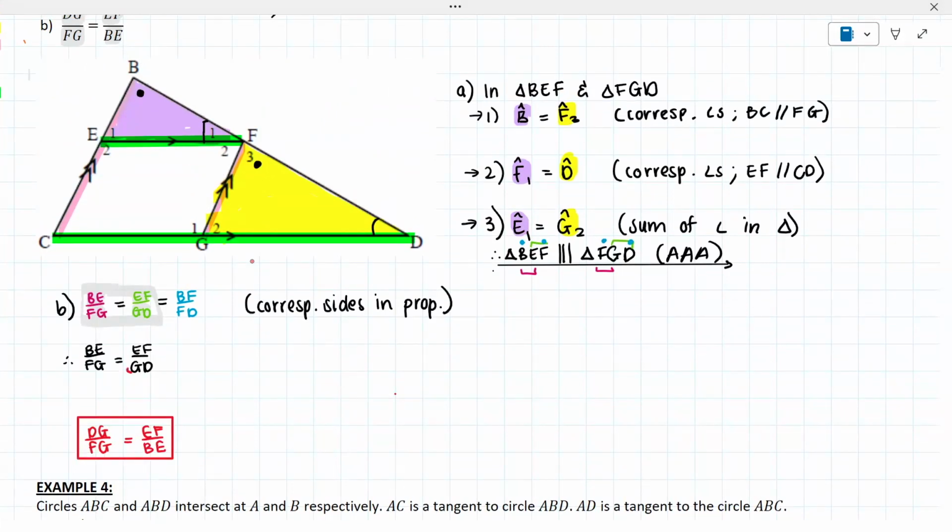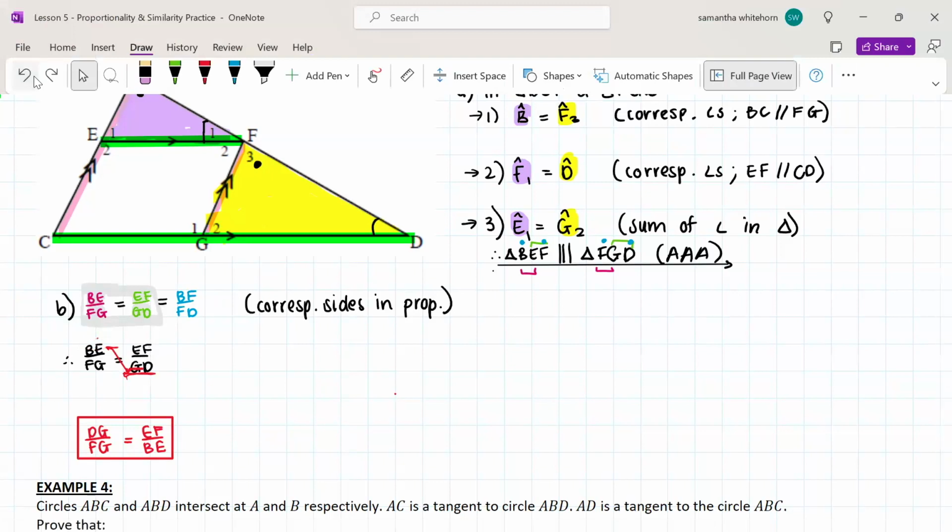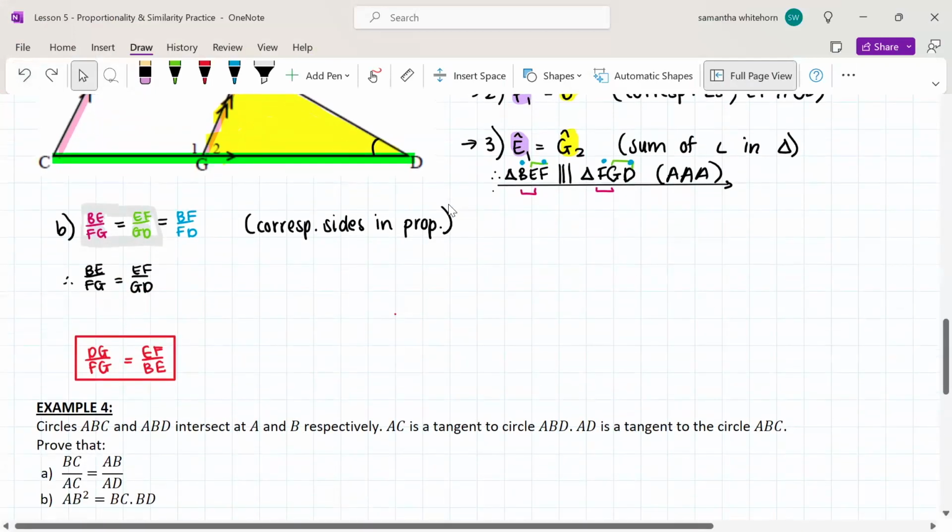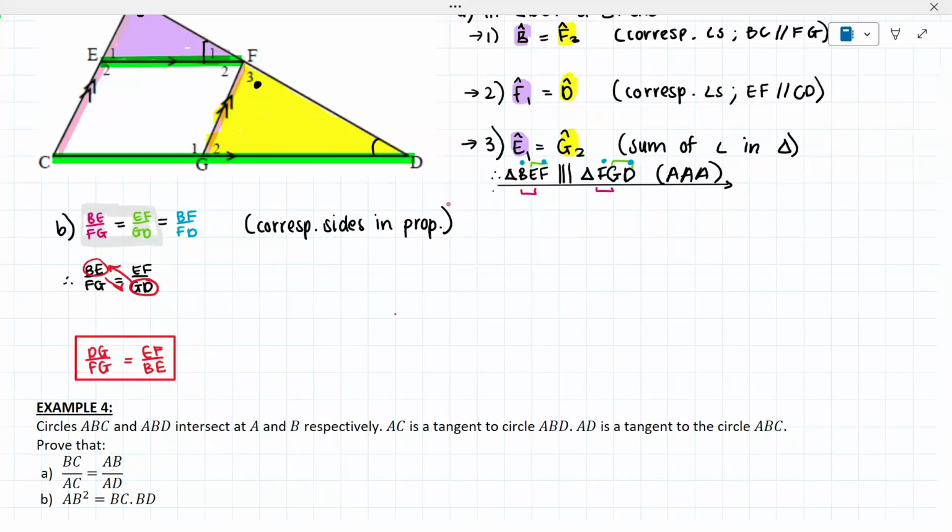Essentially what I want to do is take the GD and move it up to the numerator, and take the BE and move it down to the denominator. Let's take all these scribbles off and try again. GD needs to go up to that numerator. BE needs to go down to that denominator.